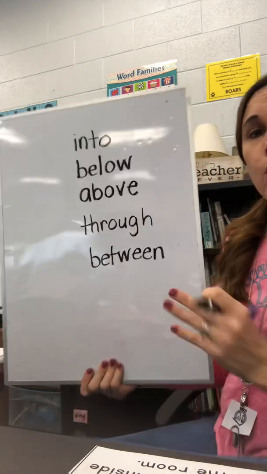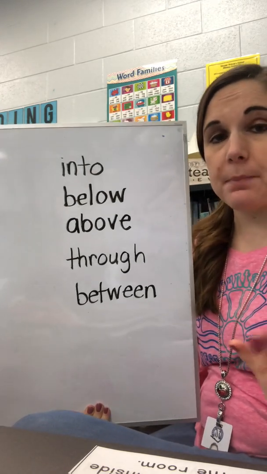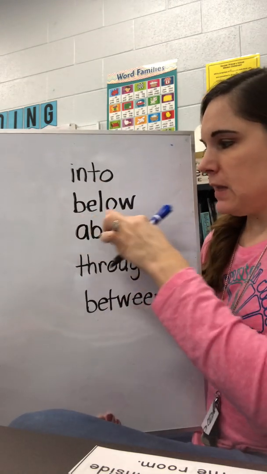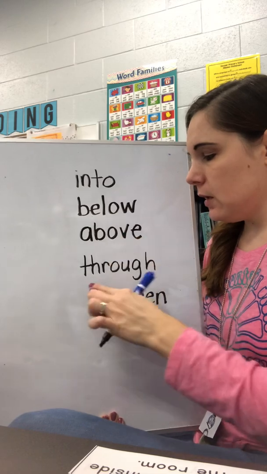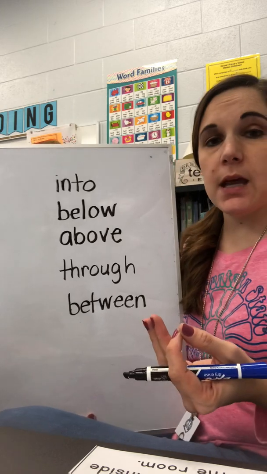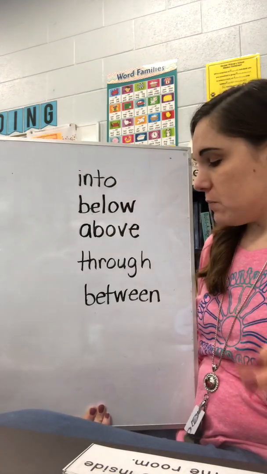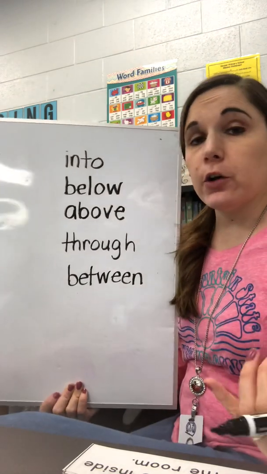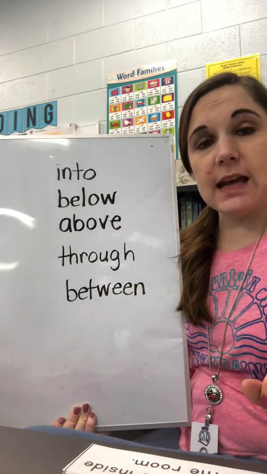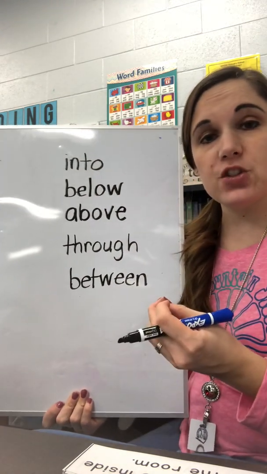Now, we could go on and on with lots more sentences, but these are just some examples of words that are prepositions. Let's read through our list. Into, below, above, through, between. Now, remember, we also said around, we said under, okay? We said inside in the beginning. There are many different words that are prepositions, but hopefully this activity has helped you recognize that some of these words are classified into a group and we call them prepositions.